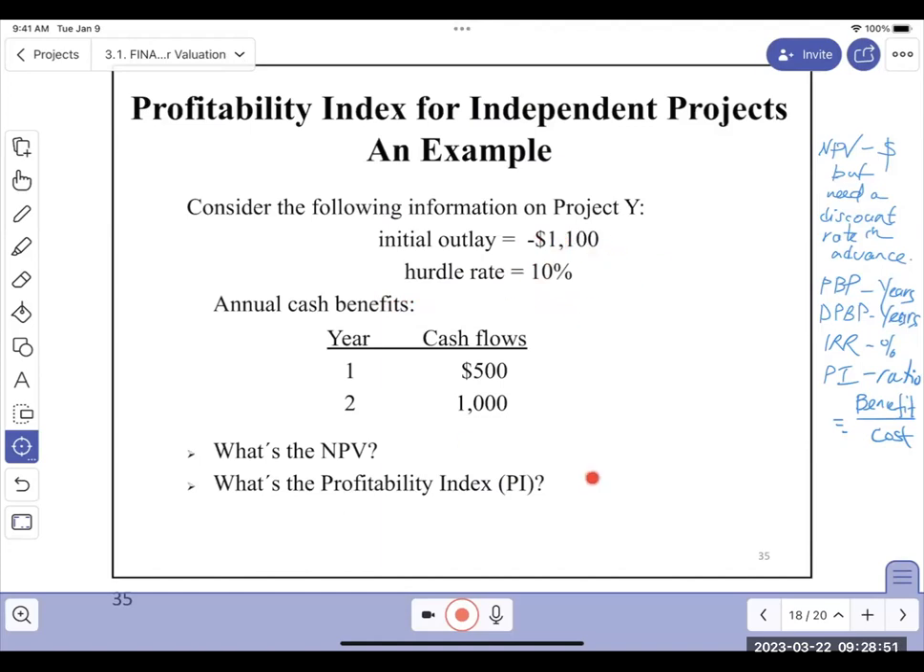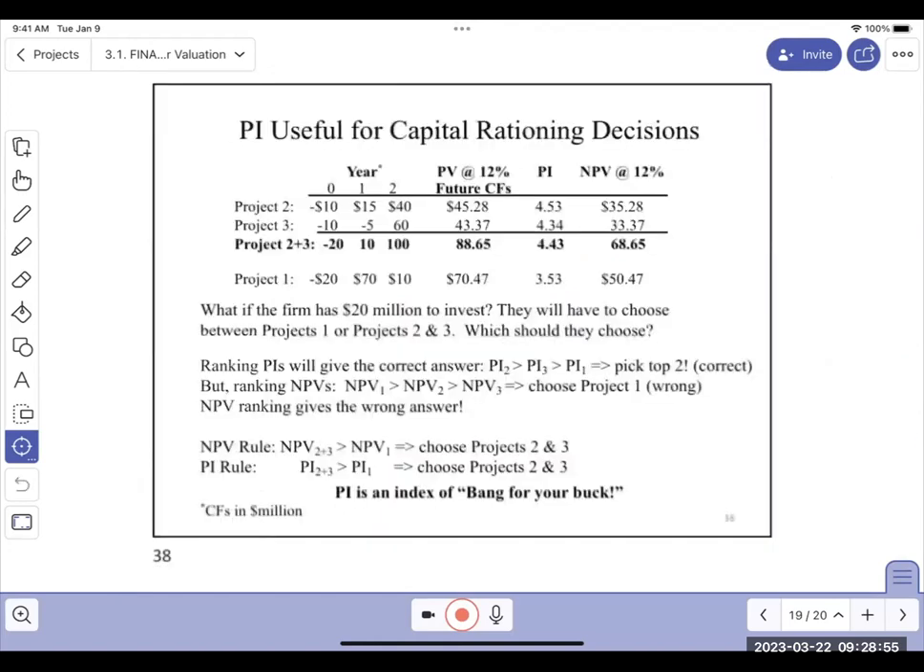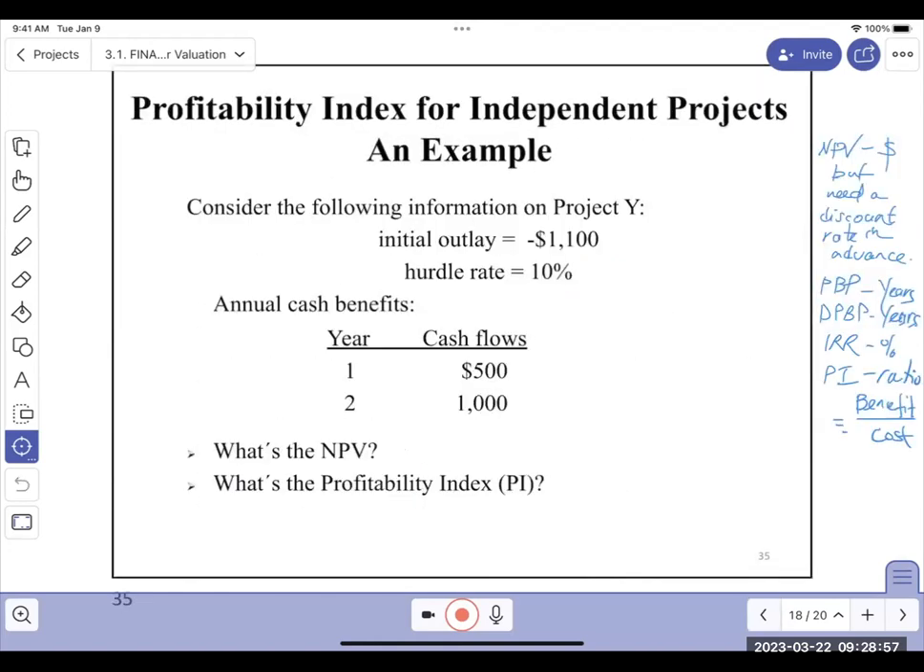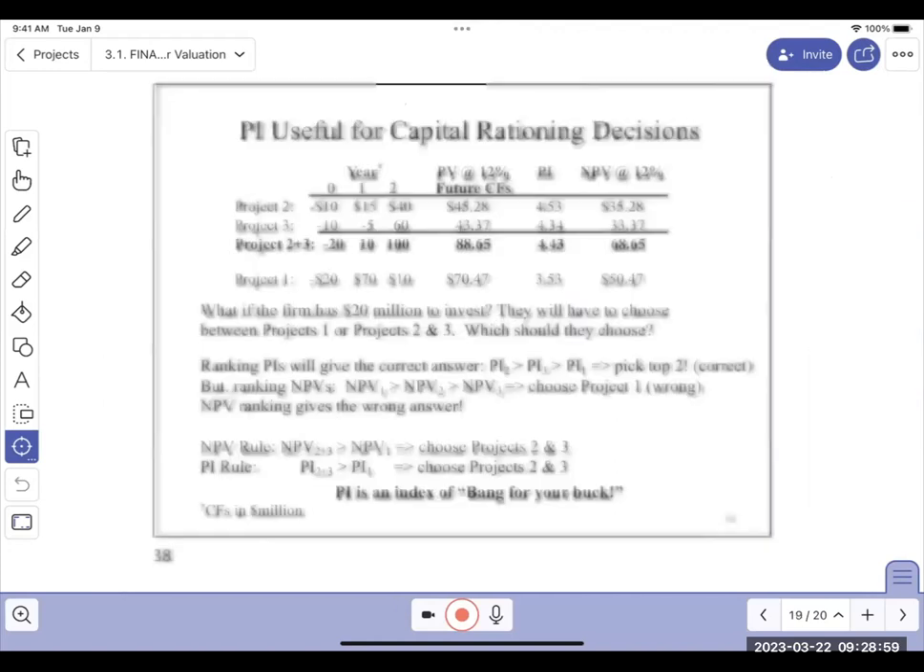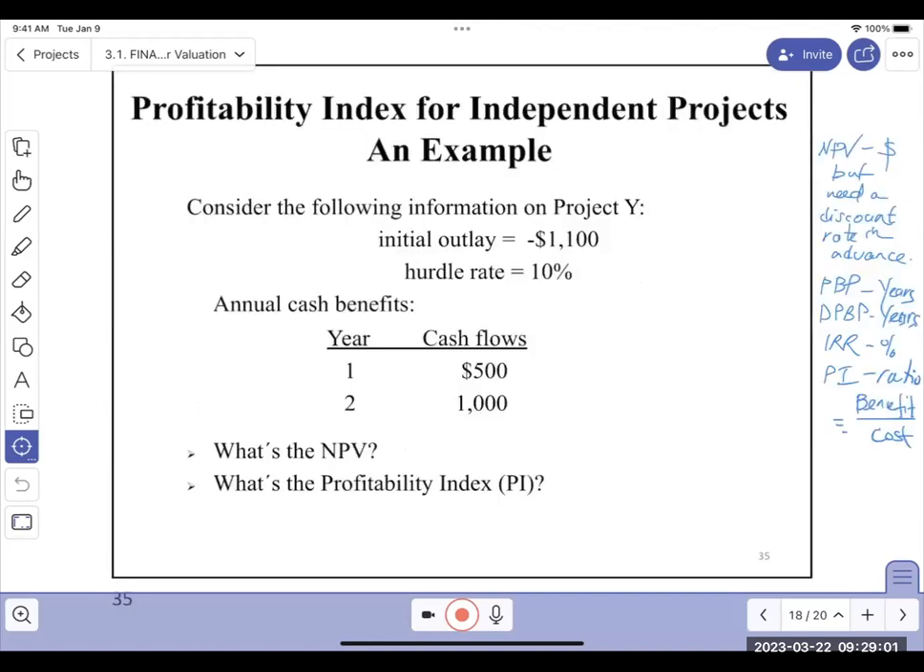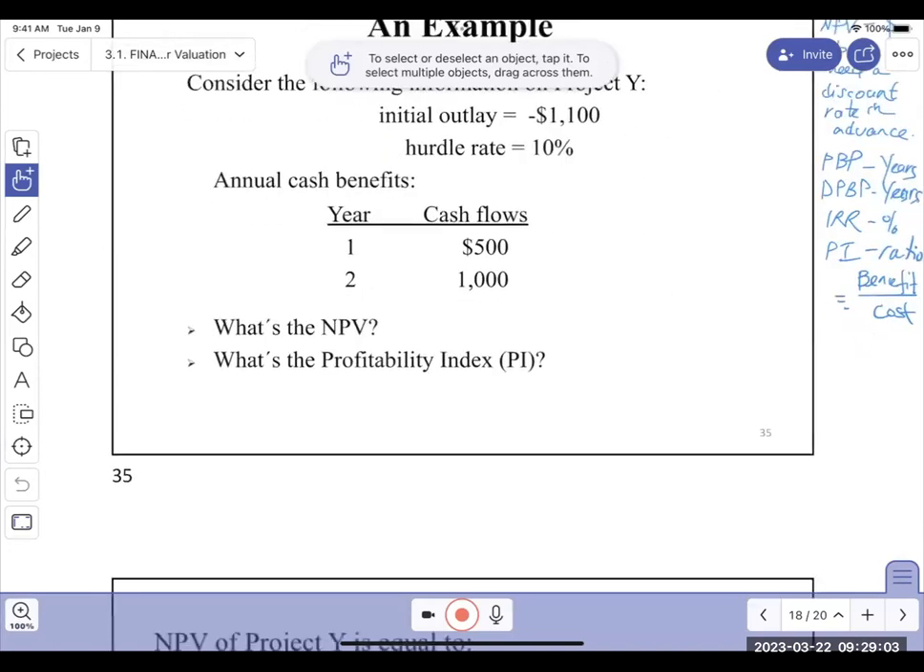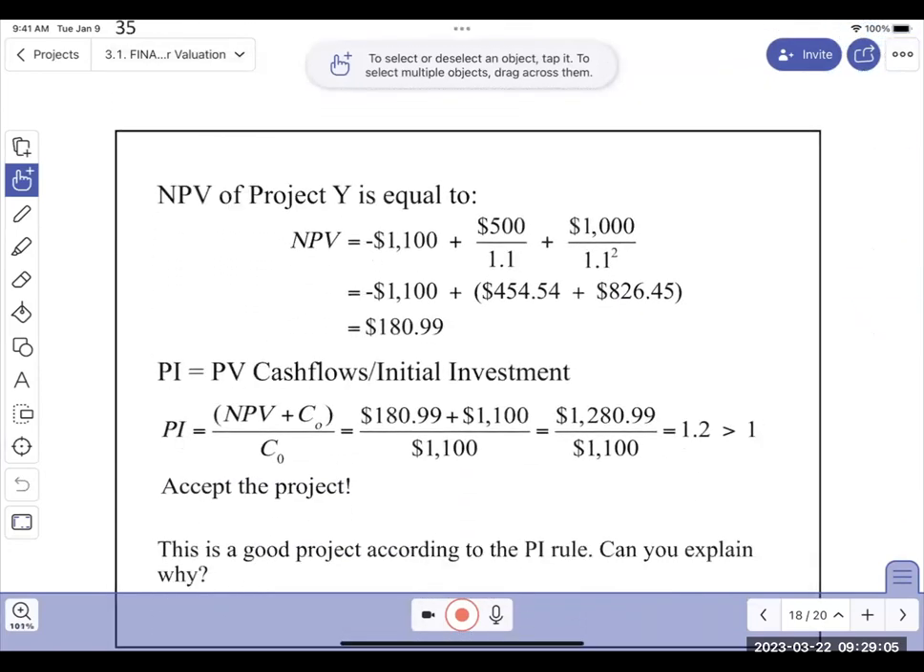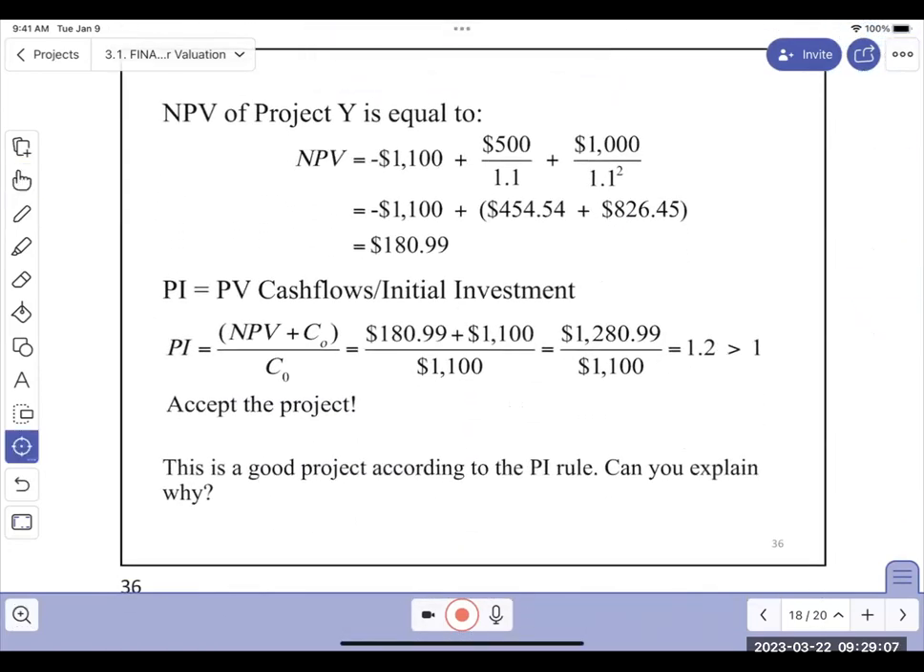So let's calculate the NPV and the profitability index. To calculate the NPV, you can use your finance calculator. Remember how you get the NPV. Use your finance keys.